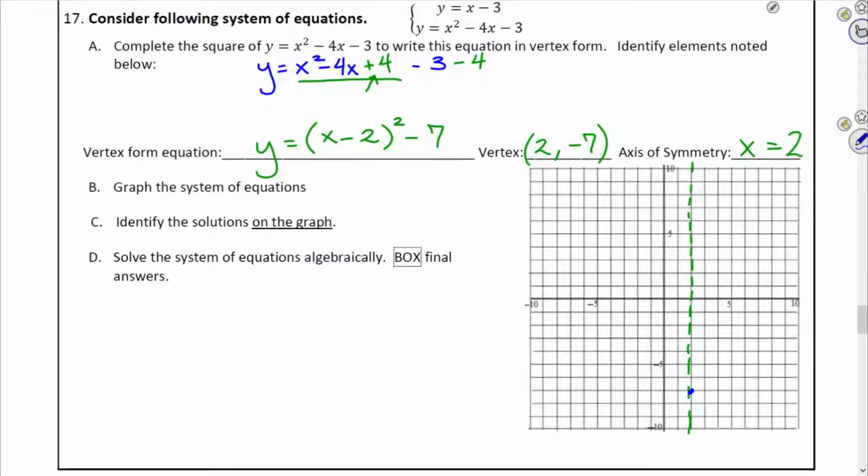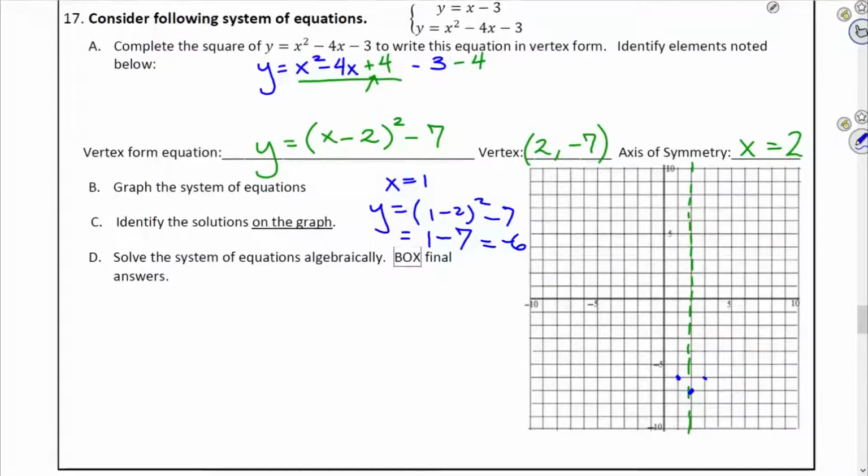Okay, plugging in x equals 1, then I get y is equal to (1 minus 2) squared minus 7. And 1 minus 2 is negative 1. Negative 1 squared is positive 1. Minus 7 is negative 6. So I get the point (1, negative 6). (1, negative 6) is right here. But it's symmetric, so I get the one on the right side as well.